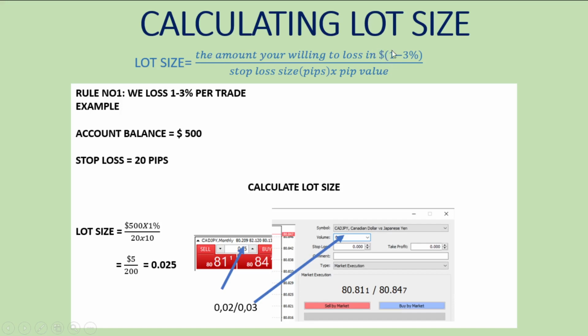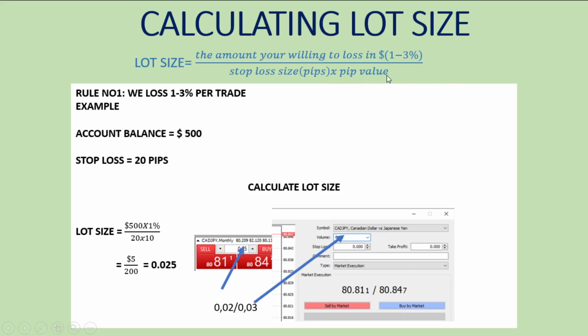Let's say your account is in dollars. The amount that you are willing to lose, and we advise that you lose 1 to 3%. You start with 1% until you see yourself being consistent. Then that's when you can jump to 2%, 3%. Divide by stop loss. Stop loss, remember, is the distance from where you entered your trade, a buy or sell, and the distance where you are willing to get out of the market if you are wrong.